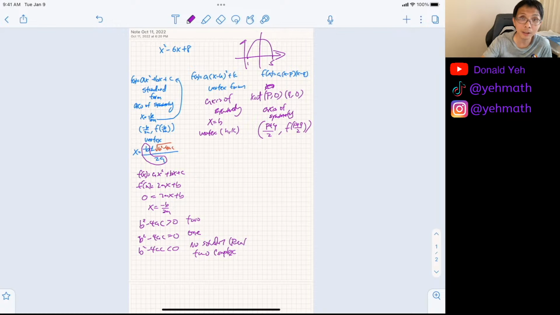Does everybody understand? Wait, so what did you get as the axis of symmetry? What? I don't know what you're saying, Maya.